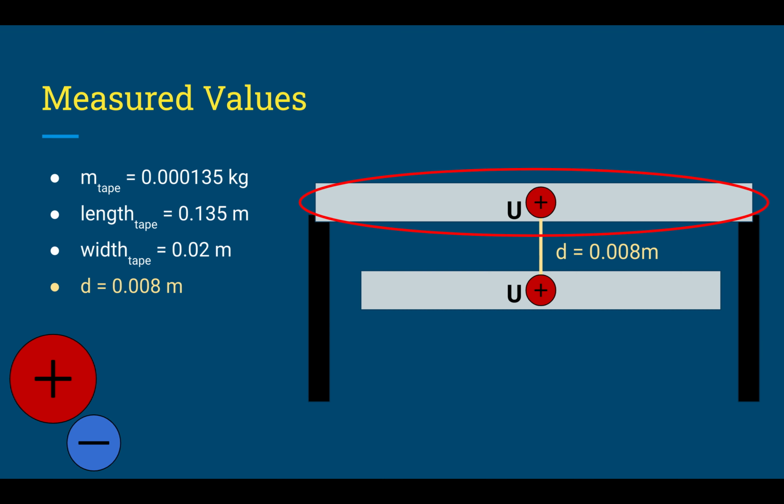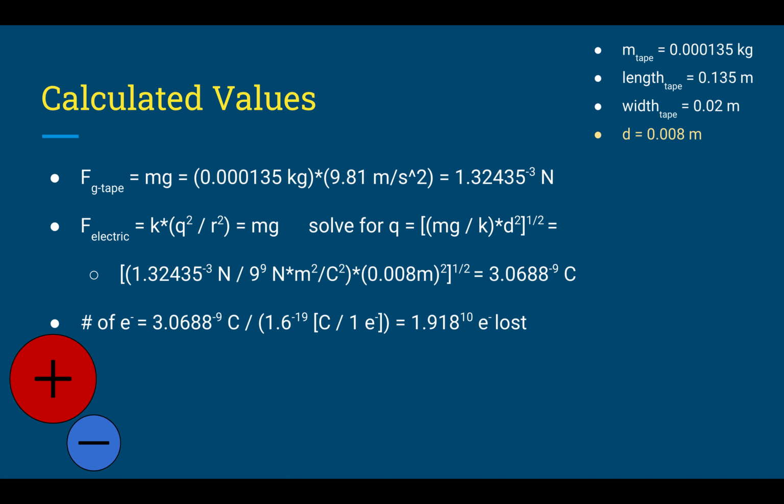So for the results from the lab, we came away with 4 measured values, which were the mass of the tape, the length of the tape, the width of the tape, and then d, the distance between the two tapes. And all these, the mass, length, and width, are with respect to the top tape, as that's the one that we're really studying.